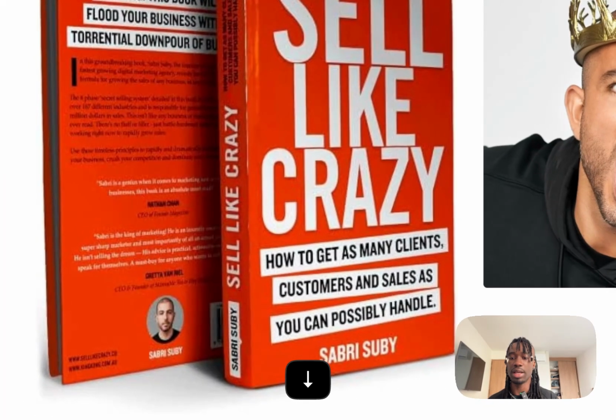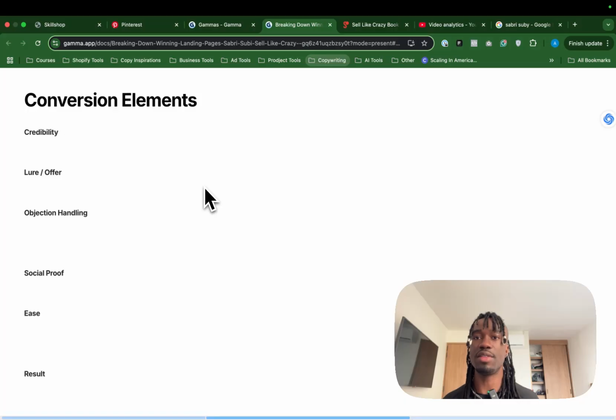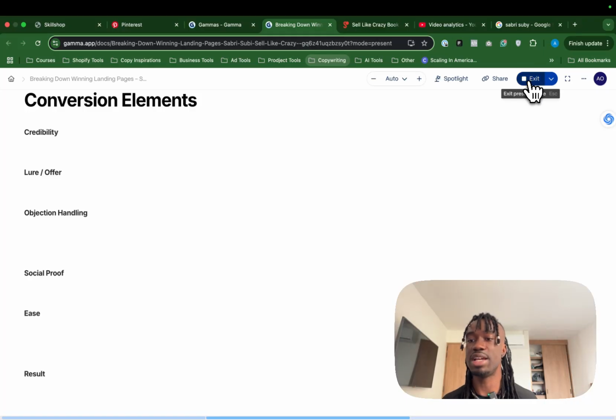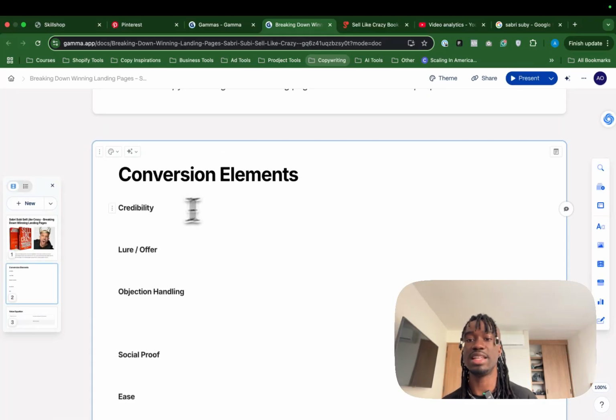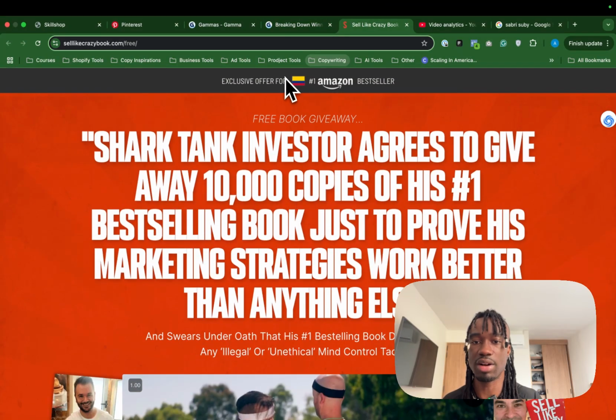Okay, so there are conversion elements that almost every business or every landing page has to have to actually get people over the line, right? And that's credibility, the law, the offer, the objection handling, social proof, ease, and result. And I'm going to be breaking down exactly how he does this in his landing pages. And we're going to be putting the elements in here, and I'm going to be breaking it down and walking you along with it, right? So this is his page. Sell like crazy page, right?